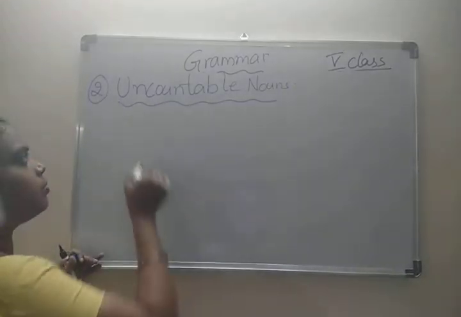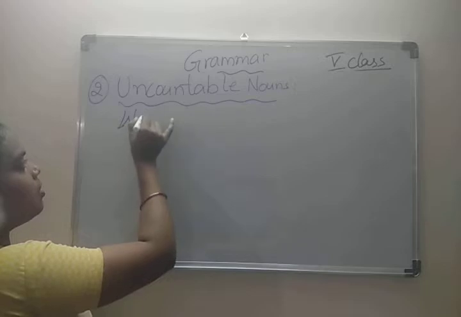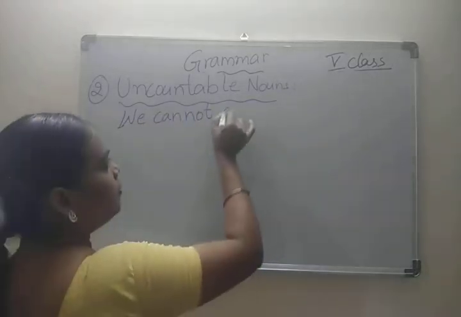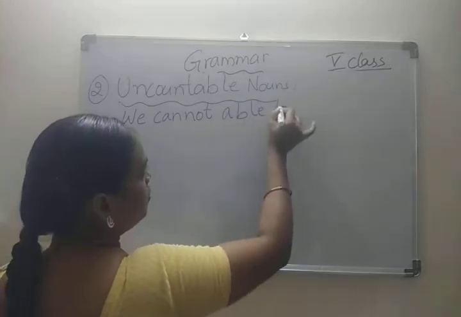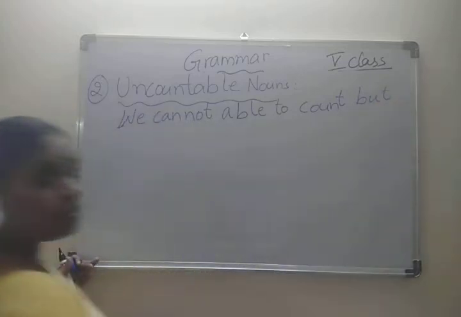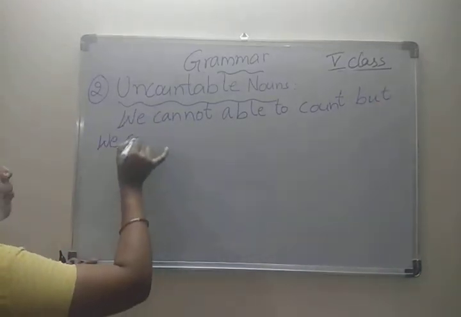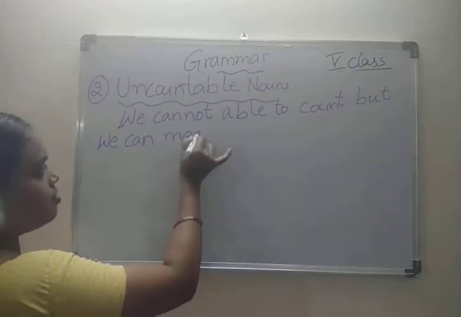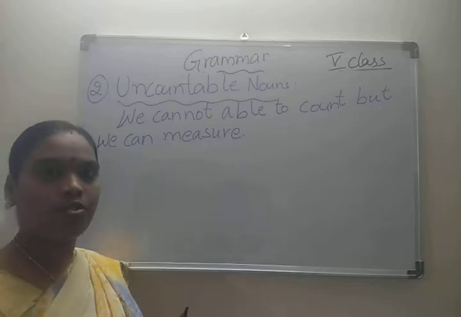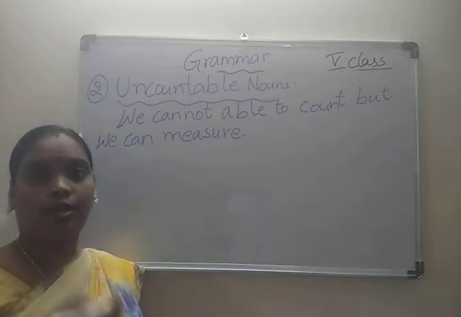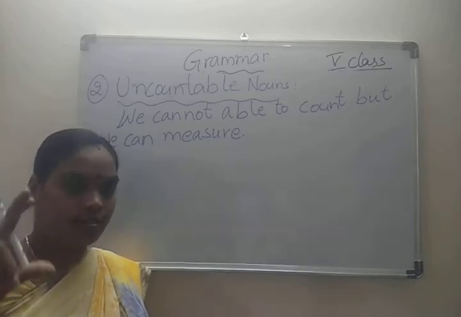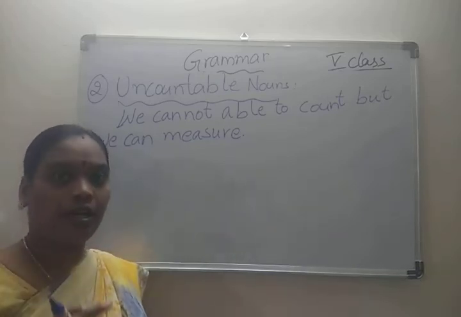Uncountable is the opposite of countable. It means we are not able to count, but we can measure. We have some uncountable nouns. We cannot count them like 1, 2, 3, 4, but we can measure, like a glass of, a jar of, a bar of, like this.